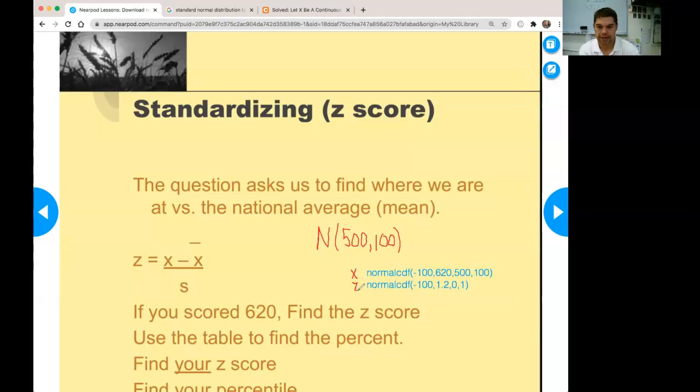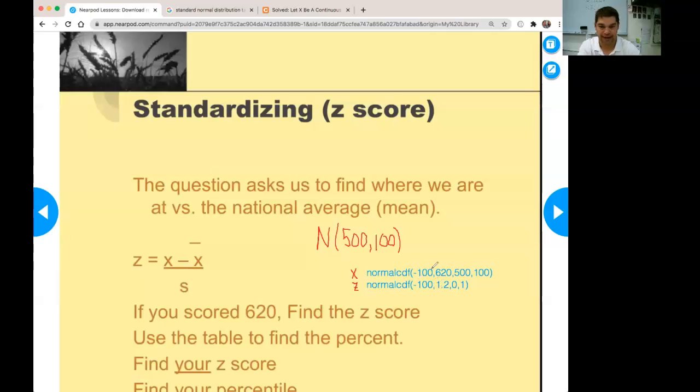Okay, so we actually have two methods for calculating this. 620 minus 500 is 120. 120 divided by 100 is 1.2. Okay, so the z-score is 1.2.